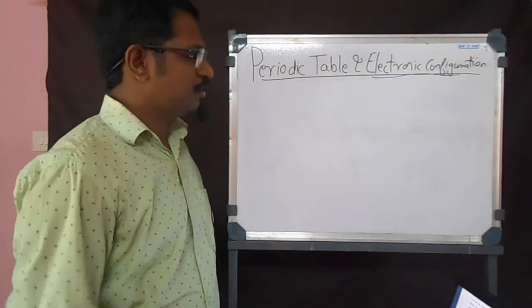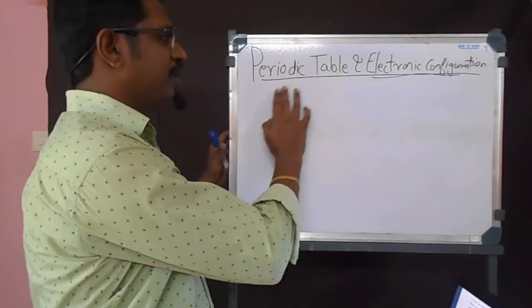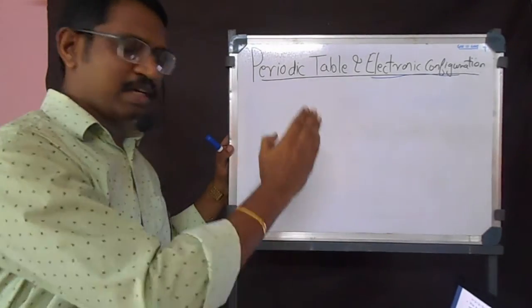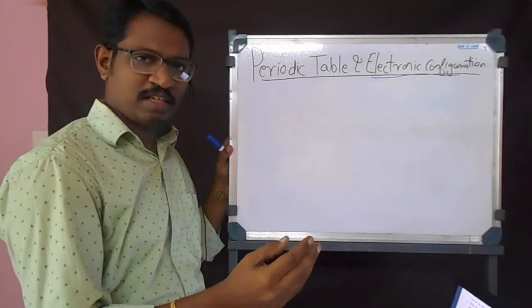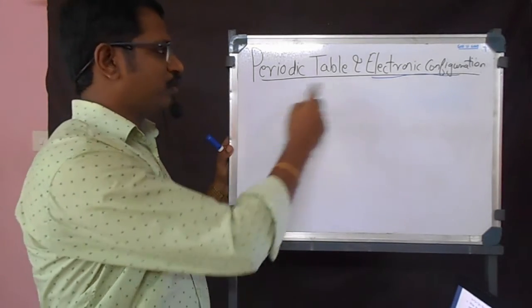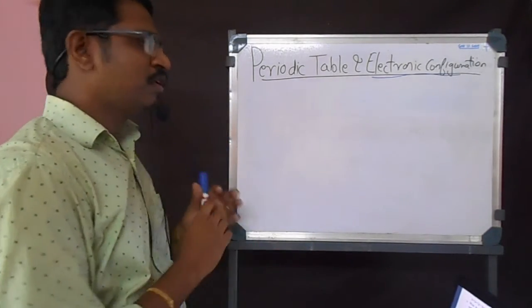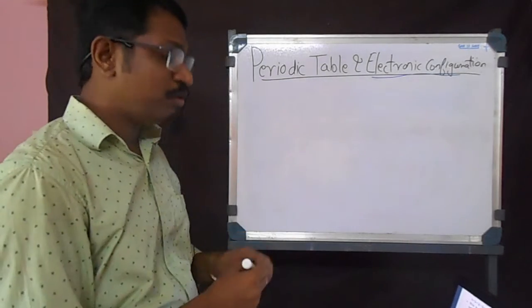Hello friends. So the second part of the periodic table and electronic configuration, we have stopped until the number of electrons in each shell and the subshell. Now we have to write the electronic configuration for the element. So how do we write this?